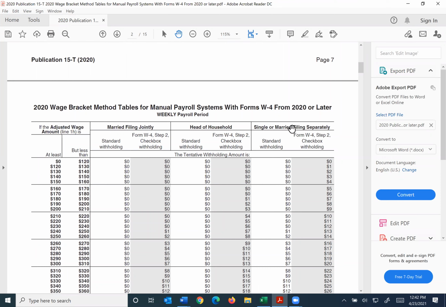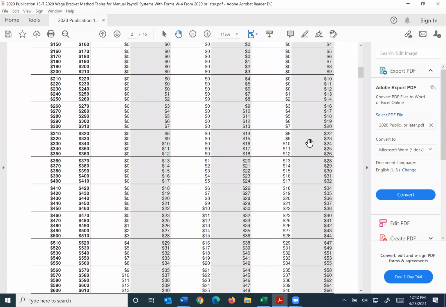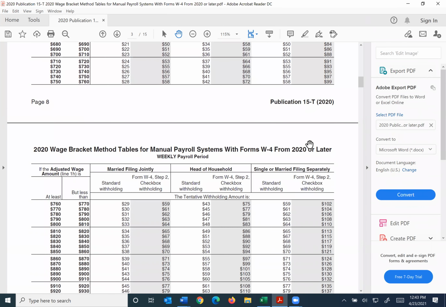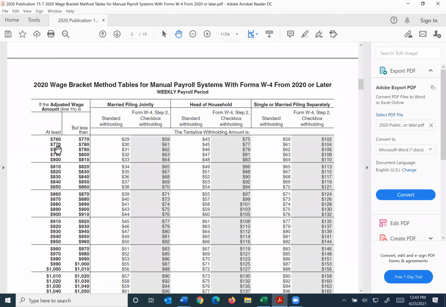And specifically, we're going to look at single, and specifically this line here where it says Form W-2 or W-4, Step 2, checkbox withholding. So the checkbox has been marked. So what we need to do is look for 768 on this bracket to see where it falls. Similar to the other bracket method, just find where it falls. And we see 768 falls in this first line here.